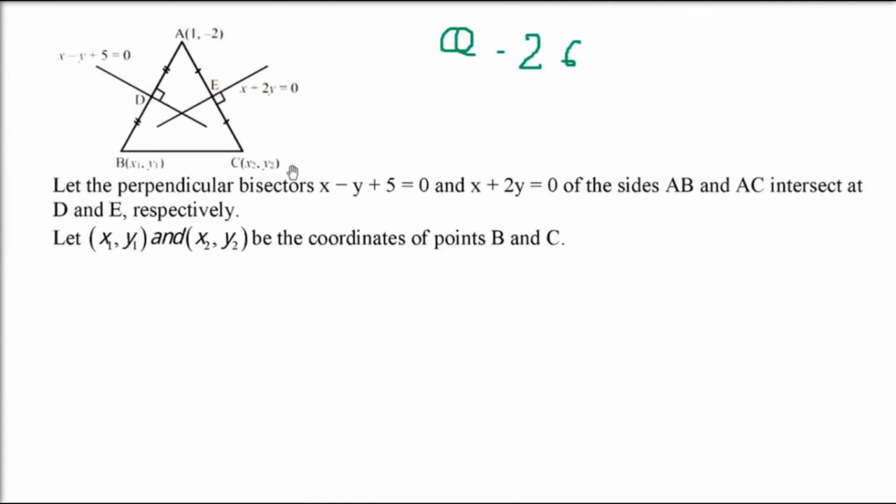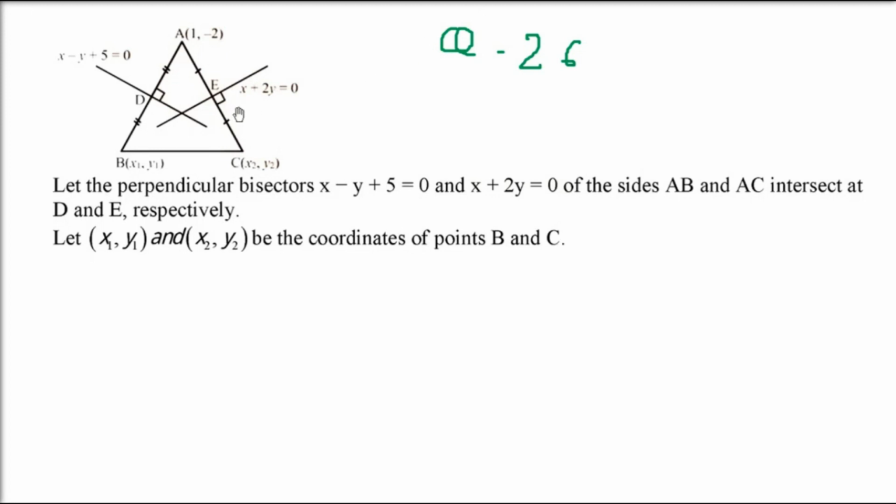The question is, the equations of the perpendicular bisectors of the sides AB and AC of a triangle ABC are x minus y plus 5 equals 0 for AB, and then we have another line, the perpendicular bisector, x plus 2y equals 0. This is also given. x plus 2y equals 0.